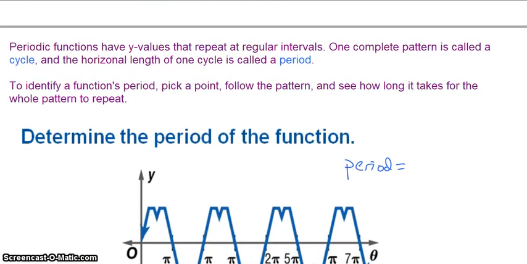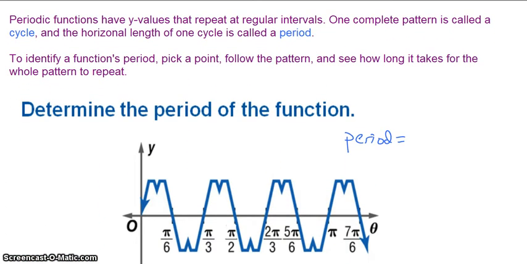And lastly, this section gives us the idea of the periodic function, which has y values that repeat at regular intervals. One complete pattern is called a cycle. So the pattern itself is the cycle, whereas the horizontal length of this cycle is called the period. So the period tells us how long it takes before the cycle starts to repeat again. To identify the period, you pretty much pick a point in your pattern, follow your pattern, and see how long it takes for the whole pattern to repeat.